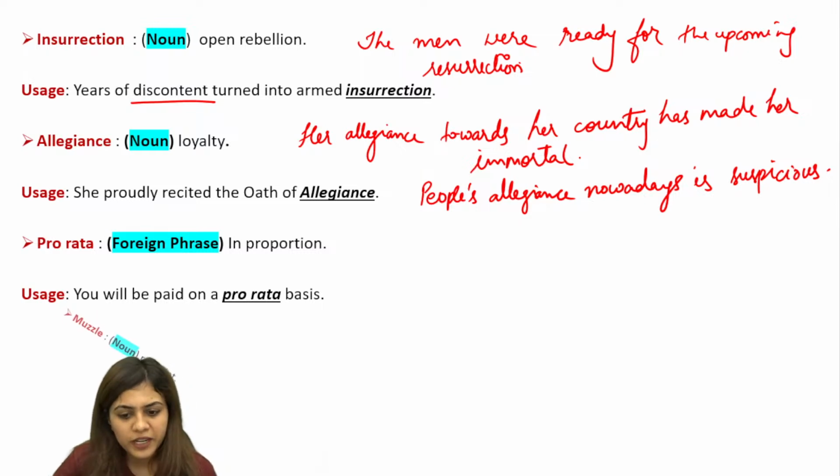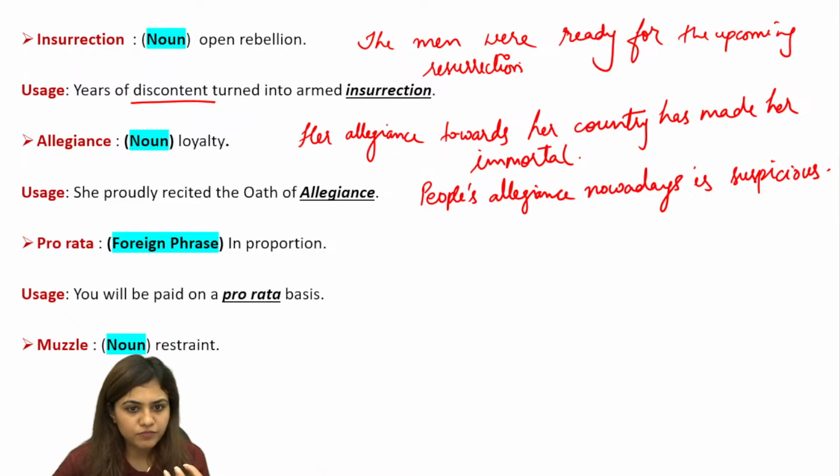Okay? The next one is muzzle. By the way, muzzle also means the snout of an animal. ठीक है? आपने देखा होगा horses have a snout. Snout का मतलब होता है जो बड़ी सी नाक. Similarly, dogs have a snout. That's another meaning of muzzle.